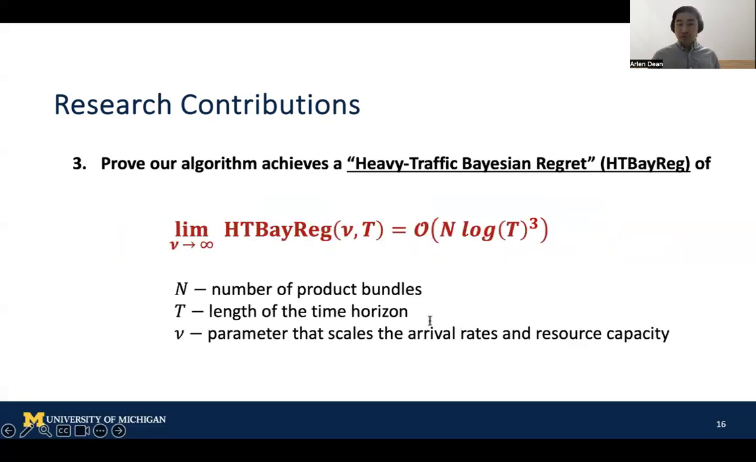For our third and last contribution, for our algorithm, we prove a new type of Bayesian regret for our setting under Poisson arrivals and exponential service times that we call heavy traffic Bayesian regret, which is a Bayesian regret in the asymptotic queuing regime where arrival rates and capacity are going to scale up proportionally. And in particular, what we show in the paper is that as the scaling parameter grows large, our algorithm achieves a heavy traffic Bayesian regret that grows as log T times N, where T is the length of the time horizon and N is the number of product bundles.